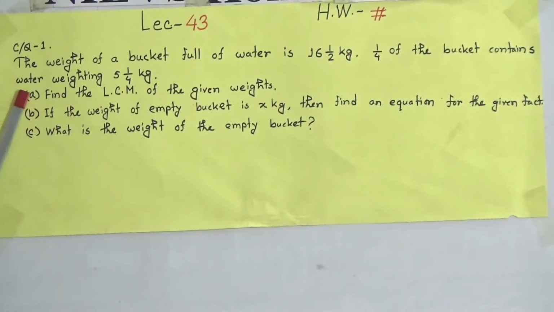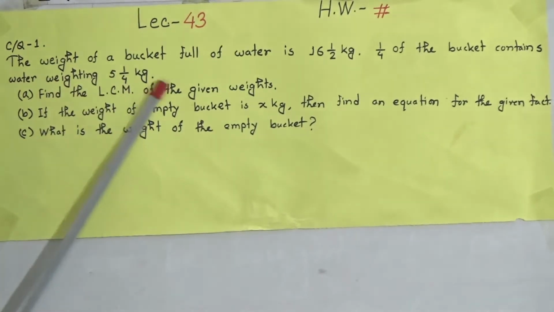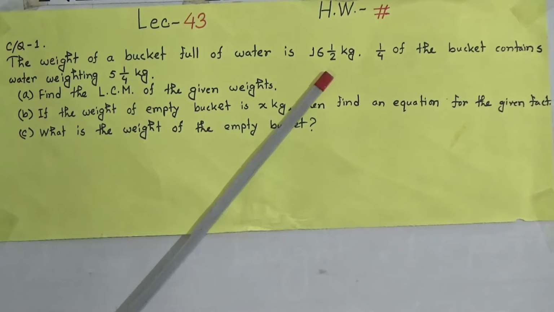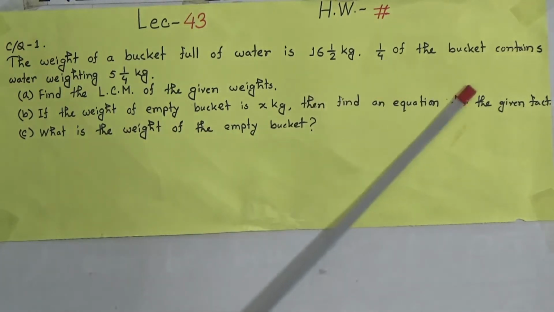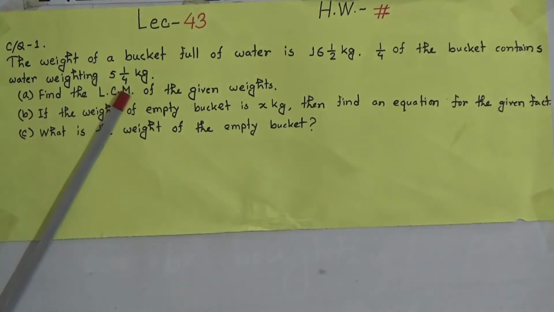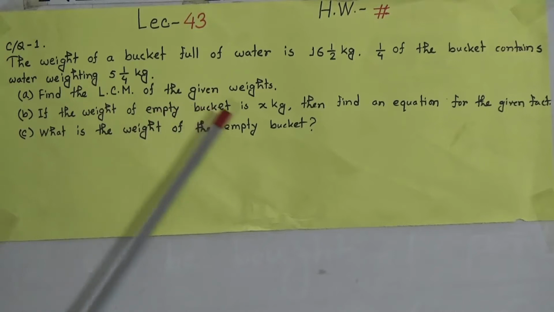Okay. The weight of a bucket full of water is 16.5 kg. 1/4 of the bucket contains water weighing 5 1/4 kg. Activity A is to find the LCM of the given weights. We have to find out the LCM of the given weights in the stem.